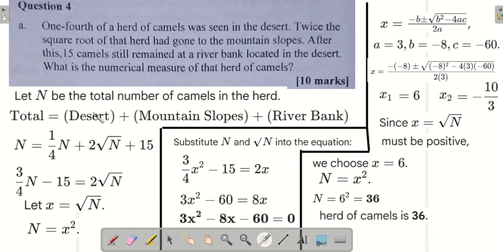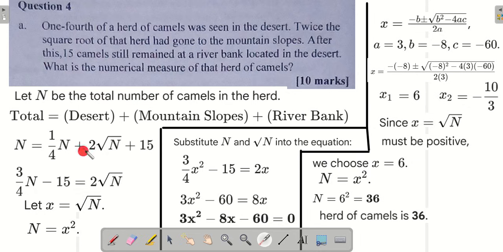So we are adding. Those who have gone to the desert, we know 1/4 went to the desert. Those seen at the mountain slope is twice the square root, so twice root of n. Then those seen at the river bank were just 15, the remaining parts. When you add all these three, that will give you the total n. So n should be equal to 1/4 n, those seen at the desert, plus 2 root n, plus the remaining at the river bank, which is 15.